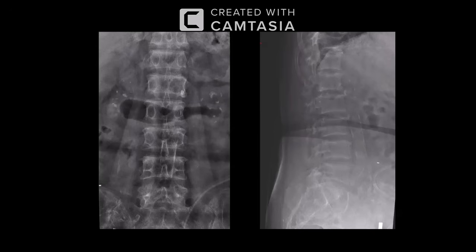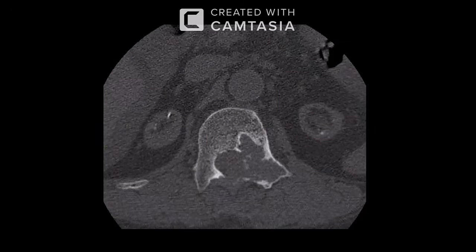Bilateral psoas shadows are well maintained. So in my routine practice, I'll correlate this with the patient's history and whether the patient has any known malignancy, and will ask for the MRI for further evaluation of this patient. Okay. That's the CT.